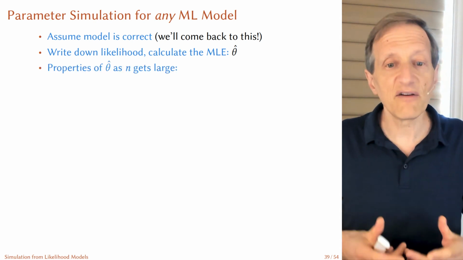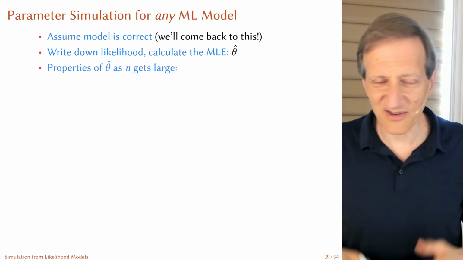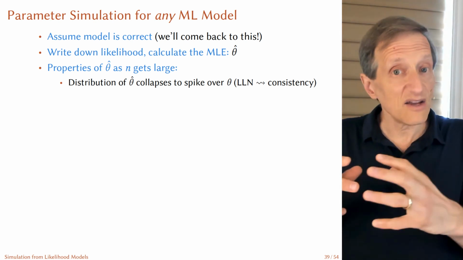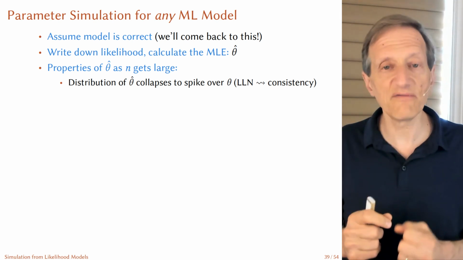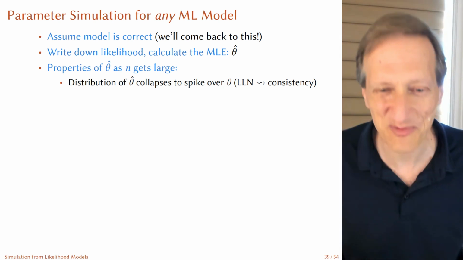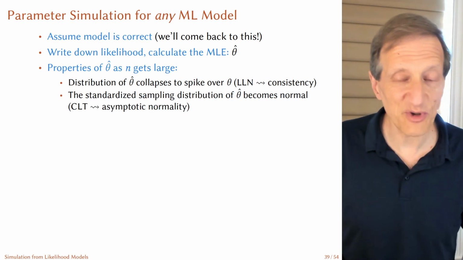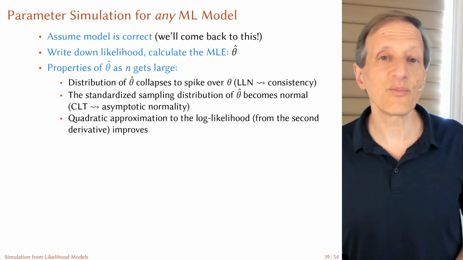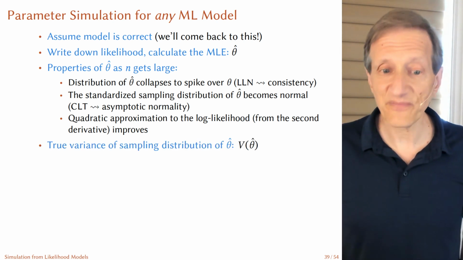The properties of theta hat as n gets large, I'm putting this all in context, of course, and it's a little bit of a review. The sampling distribution of theta hat, across repeated draws of a data set from the same data generation process, collapses to a spike over theta. The standardized sampling distribution of theta hat becomes normal. That's the central limit theorem. The quadratic approximation to the log likelihood from the second derivative gets better and better.